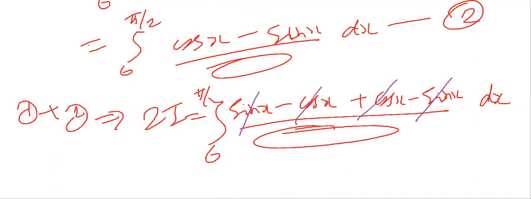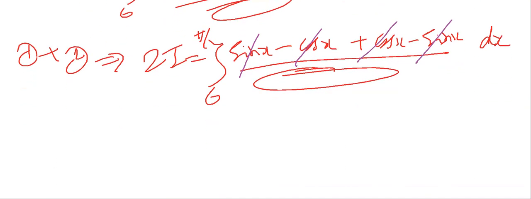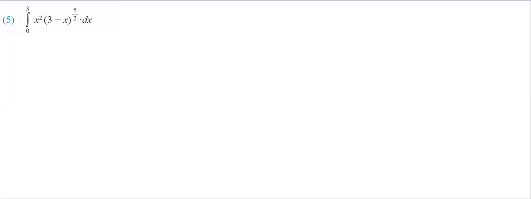Here you can see clearly that this sin x is getting cancelled. This cos x is getting cancelled, and you are getting 0. 0 upon anything is 0. So here I will be 0. Got it? Clear? Okay.